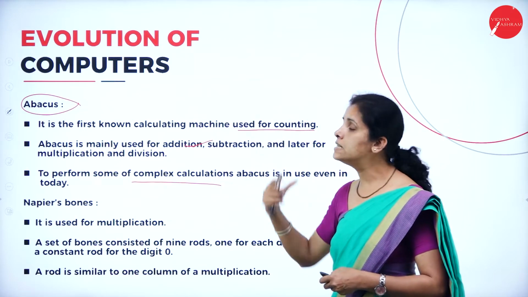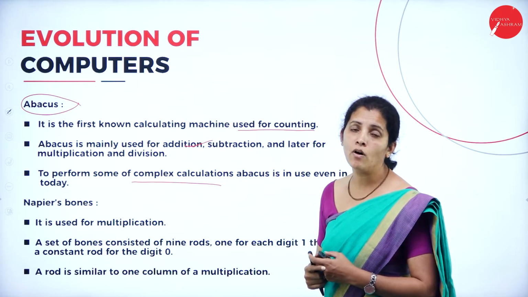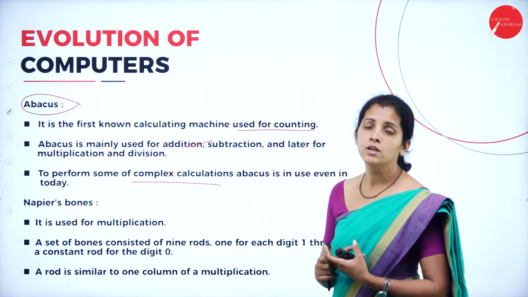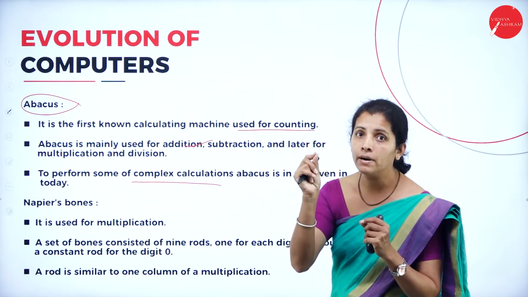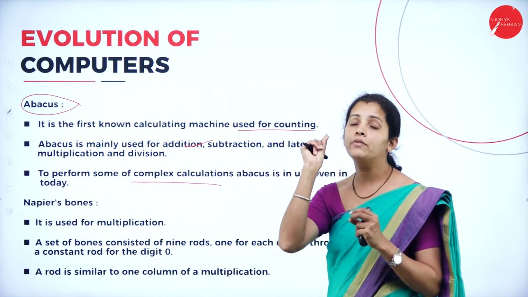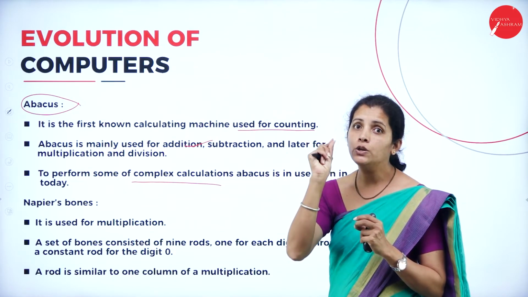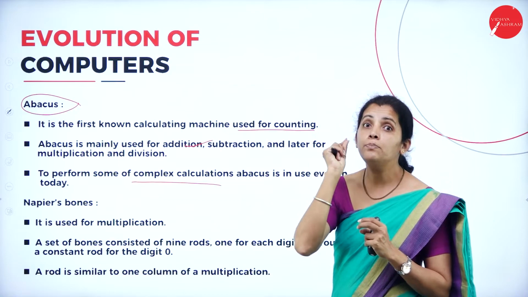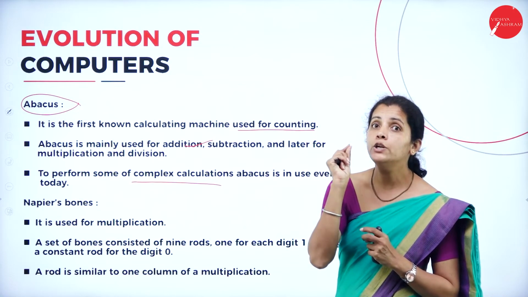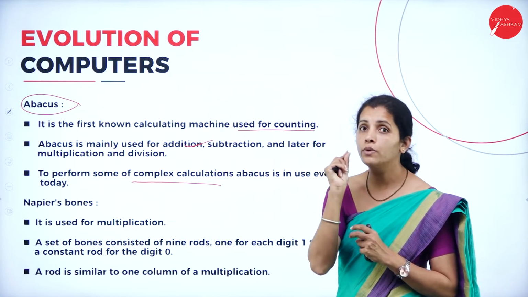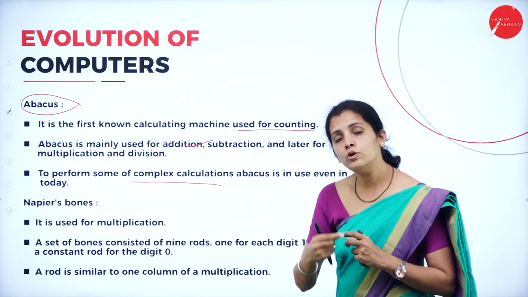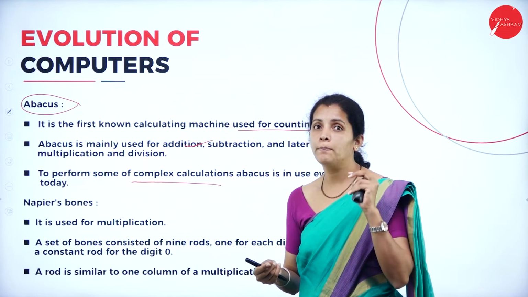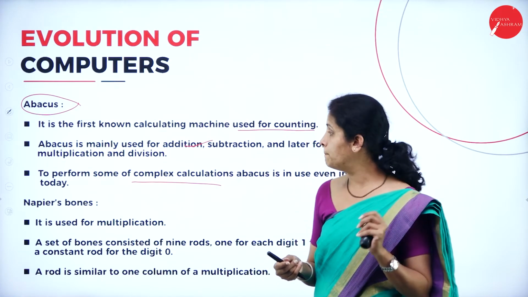And if I consider the abacus, it is made up of rods and beads. So what is the need of beads? They are used to represent numbers. And what is the need of rods? They are mainly used to represent the position. So we are going to use rods to represent the position of a number.